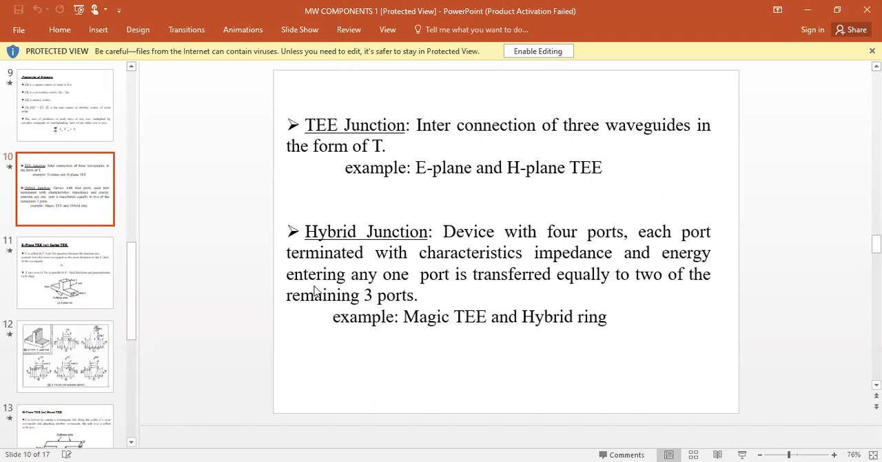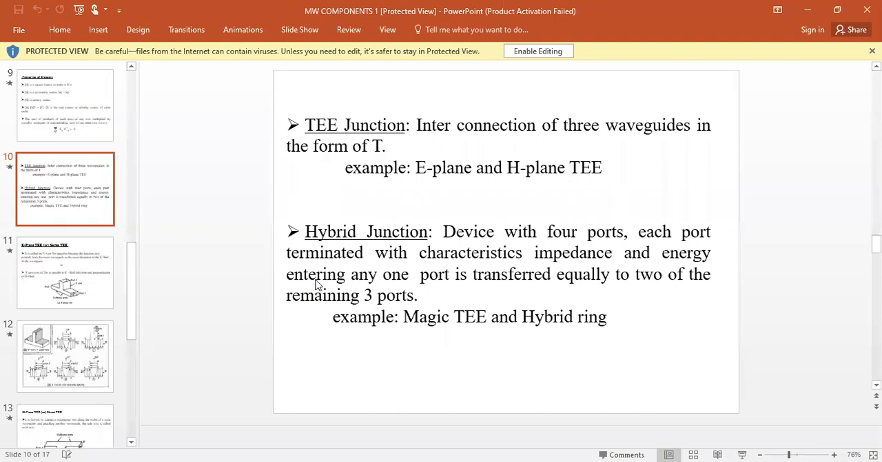Okay, hybrid junction. Hybrid junction means here a four-port device is used. Each port is terminated with the characteristic impedance, and energy entering from one port is transferred equally to the three ports. We have not seen the hybrid junction in the E plane or H plane. It will only be seen in the magic tree and hybrid ring. Okay? Magic tree and hybrid ring.